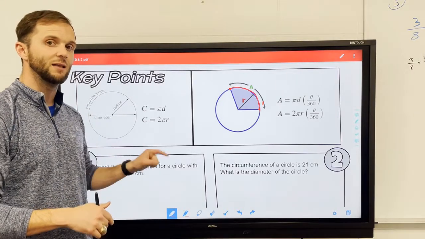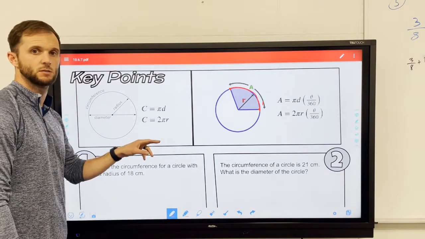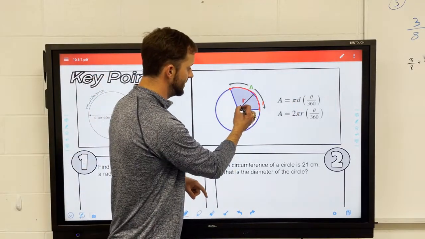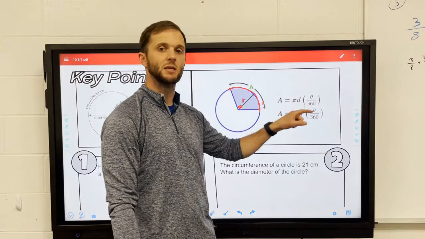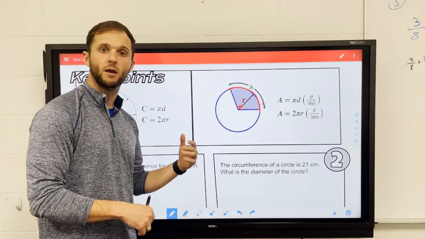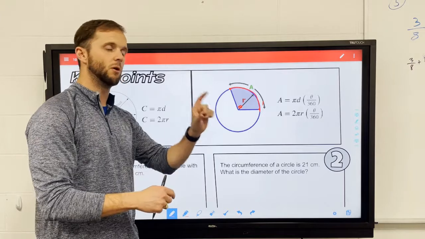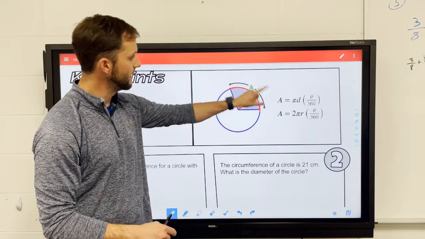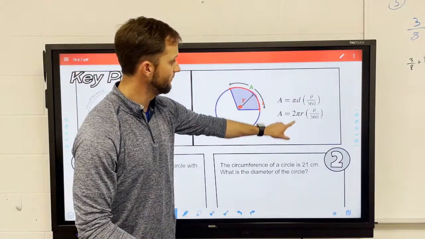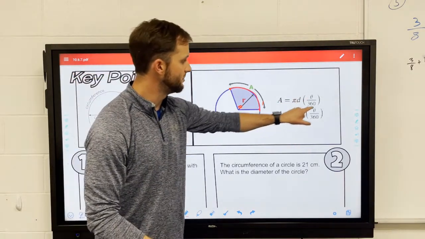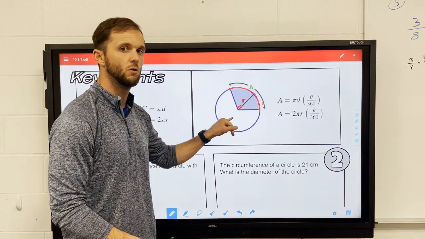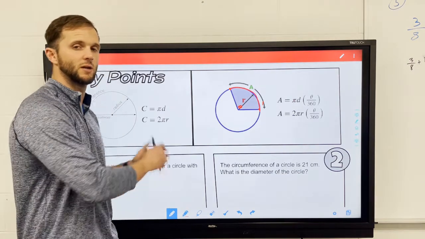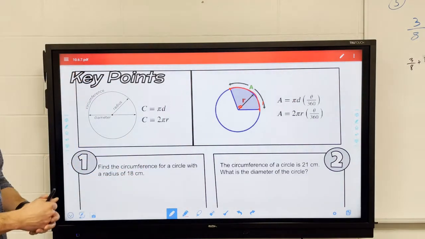To find that arc length, we're basically going to take the circumference and multiply it by the ratio of the central angle, which is theta, over 360. It's the same concept as when we did sector area. We found the area of the circle, then multiplied it by that ratio to find the piece of my pie. I'm doing the same thing here, but with circumference now. So I'm going to take the circumference and multiply it by the ratio of the central angle over 360 in order to get my entire arc length. We're going to take these two concepts and apply them to our examples here.